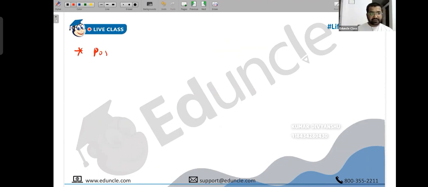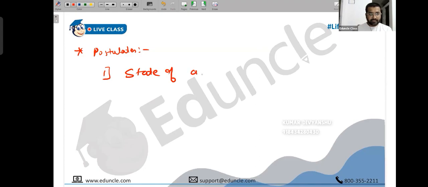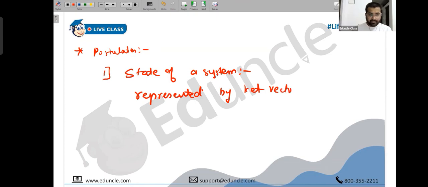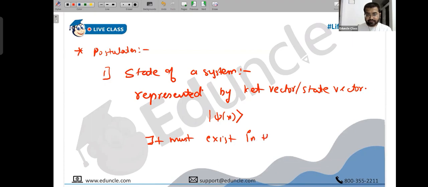Postulates, people. So let's start with the first postulate: the state of a system. We already know the state of a system is represented by a ket vector. The state of a system is given by wave functions psi 1, psi 2, psi 3, and they are represented by ket vectors. You also call it a state vector because it represents the state. Something like this, psi of x. And it must exist in Hilbert space. That also we know. Hilbert space we already know is nothing but a linear vector space.